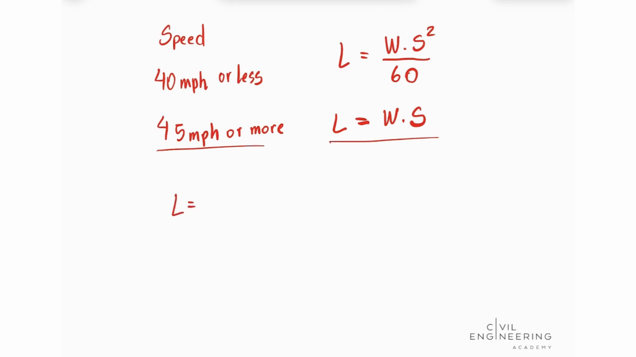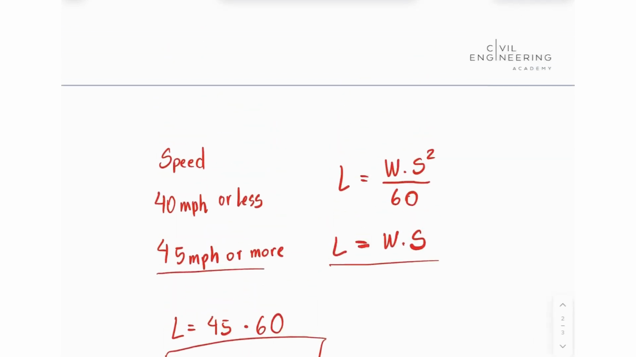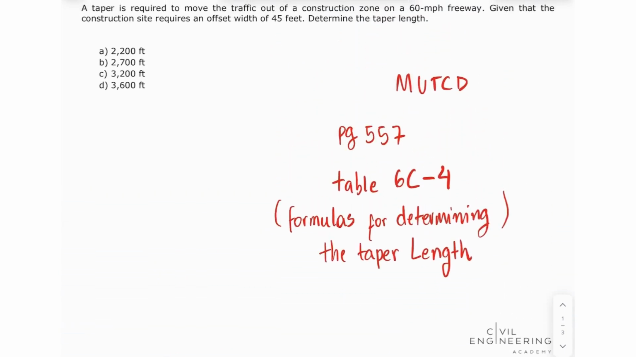So our length will be the width in feet, so 45 feet, times the speed in miles per hour, 60. We're gonna find that the length is 2,700 feet. And this gives us the correct answer as option B.